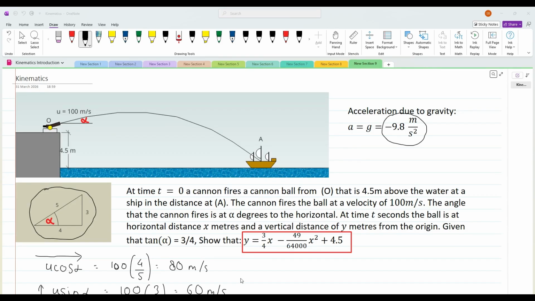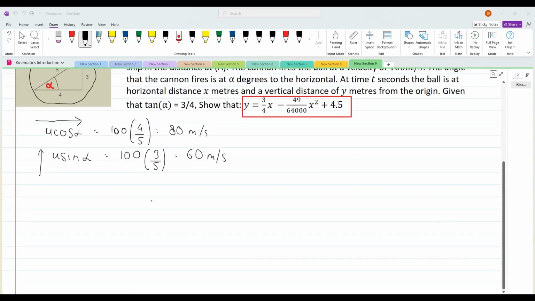Now we need to use the Suvat equations, but which one do we use? We use nothing but S equals ut plus half at squared. So let's first consider the horizontal component. You may remember from the previous videos that the acceleration in the horizontal component equals 0. So A equals 0, which leaves us with simply S equals ut, or distance equals speed times time.